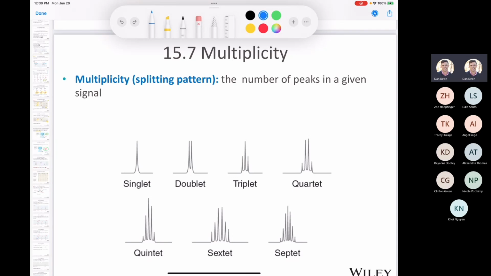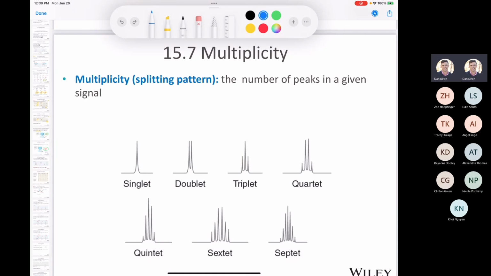Let's move on to section 15.7, which deals with multiplicity. And you might have been wondering about these whole signals, why some of them are 3 little peaks, some of them are 2 peaks, some of them are 4, etc. Well, there's a good reason for that, and that's what we're going to cover now. Therefore, as we move forward, instead of me using the words 2 little peaks and 3 little peaks, I'll use the proper terminology for multiplicity, or the splitting pattern.